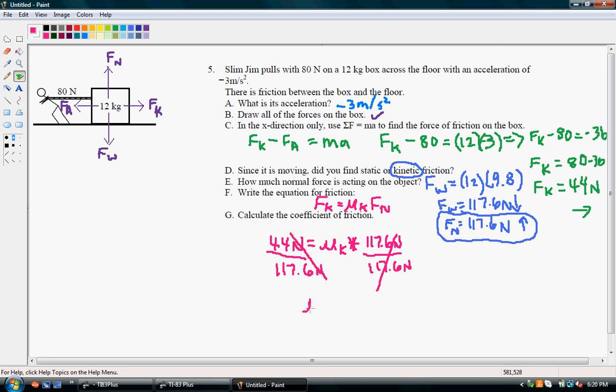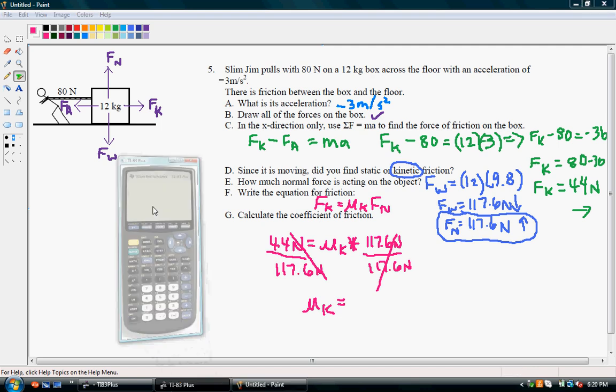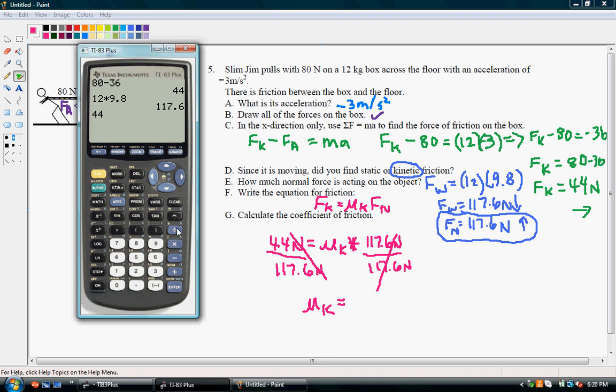And then your kinetic friction coefficient is equal to 44 over 117.6. So our coefficient is 0.37, which is kind of high. The friction coefficient is from 0 to 1, depending on how rough or smooth it is. The higher the number, the more rough a surface is. So our kinetic friction coefficient is 0.37 here.